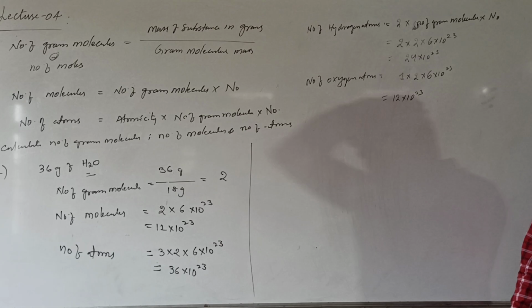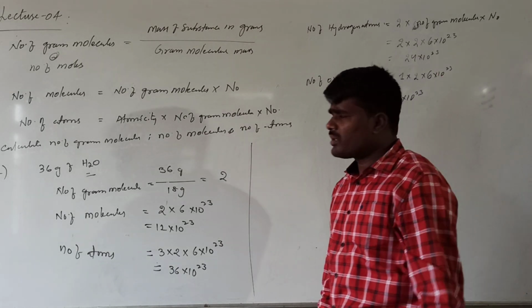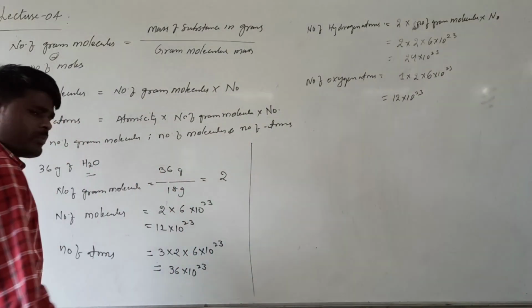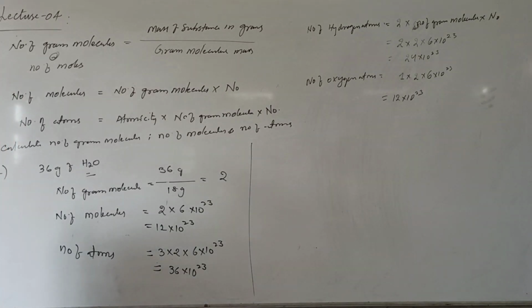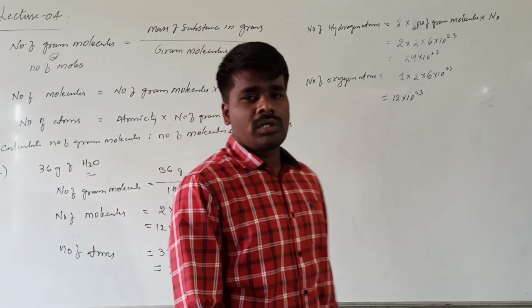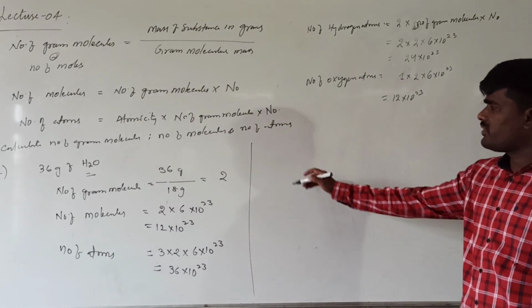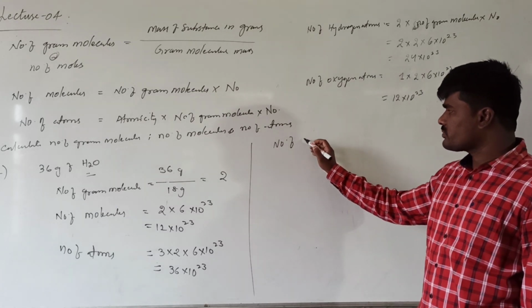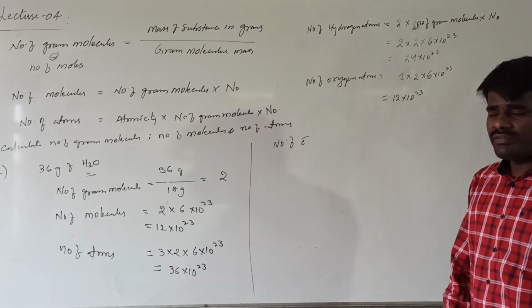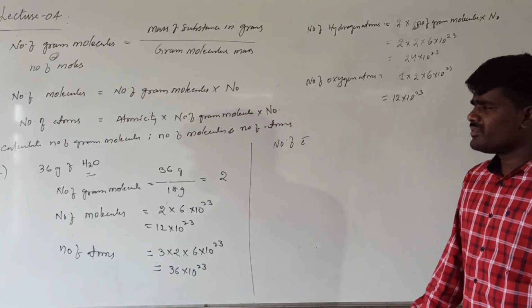Like this, you may also be asked to calculate the number of electrons in 36 grams of water or the number of protons in 36 grams of water. Several things can be asked. Suppose it is about the number of electrons in 36 grams of water, what do you do? With this example only we will see the different types of possibilities of asking.